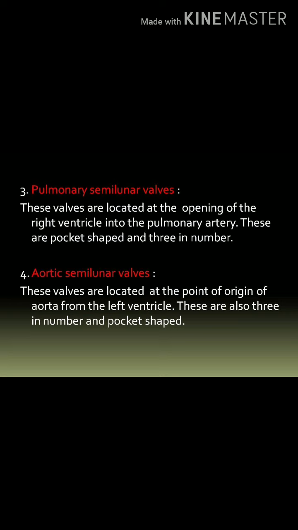These aortic semilunar valves are located at the point of origin of the aorta from the left ventricle. These are also three in number and pocket shaped. It is present between the opening of the left ventricle and the aorta. It is also a half moon-like structure. So when the oxygenated blood flows from the left ventricle to the aorta, this valve closes to avoid the backflow of blood from the aorta to the left ventricle. These valves are very important.